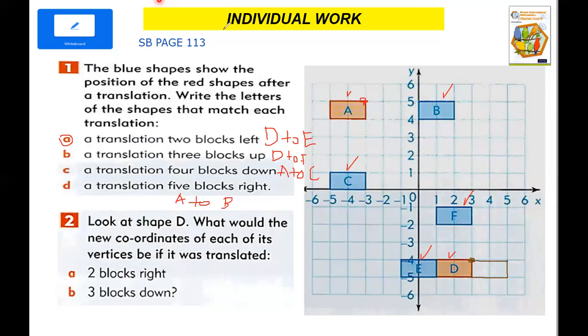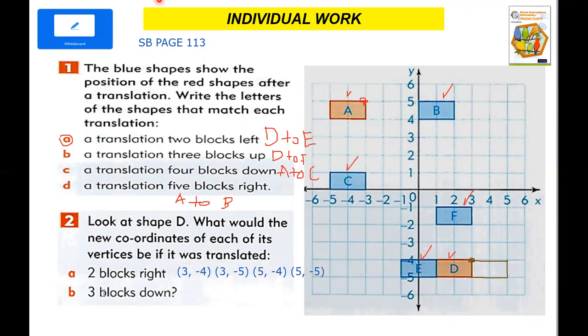So the new coordinates now of D are, let's start here, 3, -4. Should be 4 points, okay? And 3, -5. Next is 5, -4. And the last one is 5, -5. Right? Now let's go to the next one.